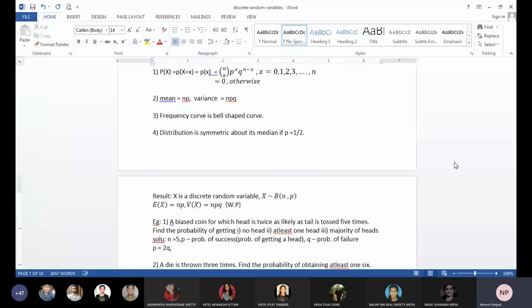That is why I said that if tail comes once, head will come 2 times. Then this equation will help us to find the value of P and Q. We know that P plus Q is 1. Okay, we know P plus Q is 1. So if we substitute P, we get 2Q plus Q is 1.